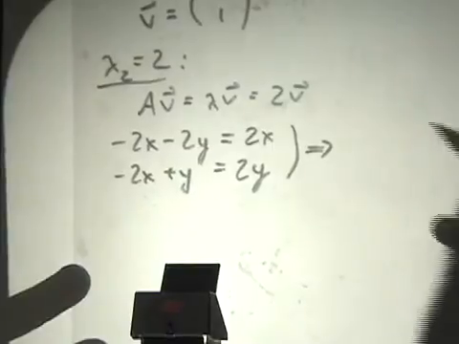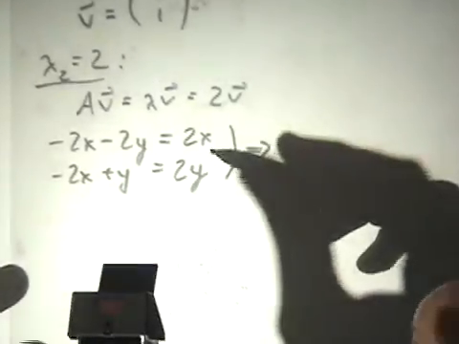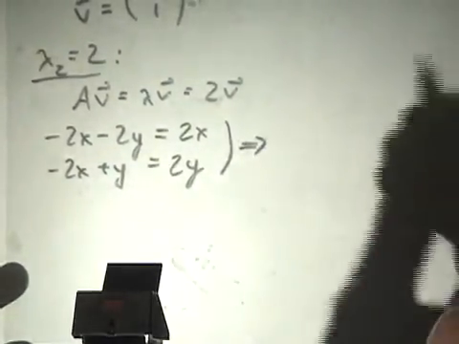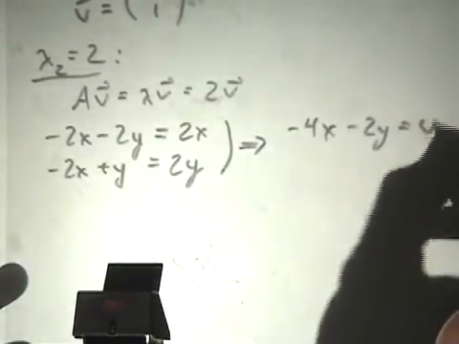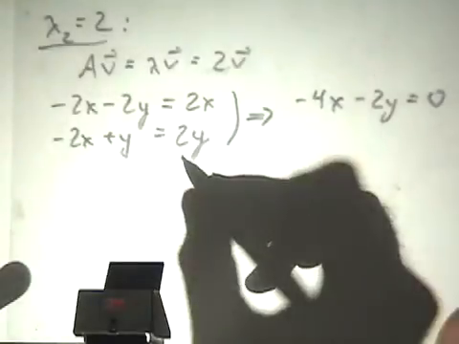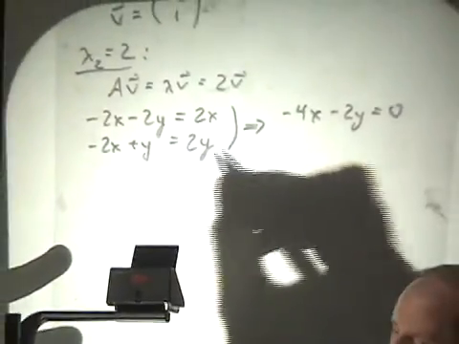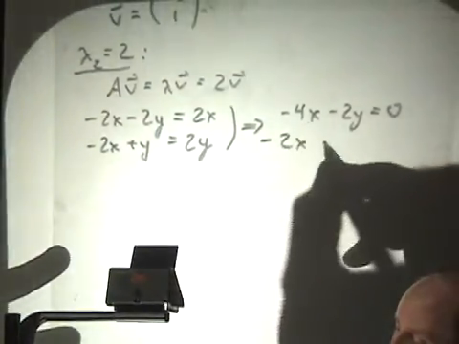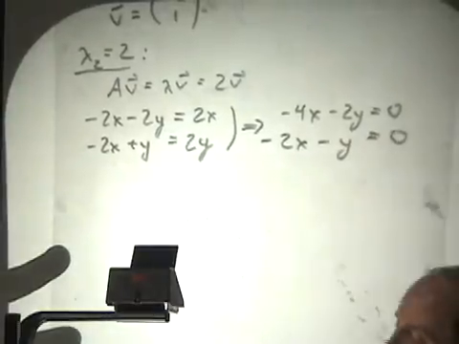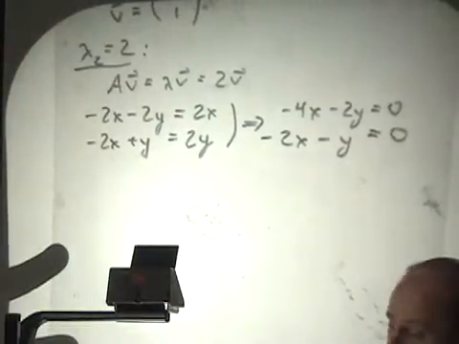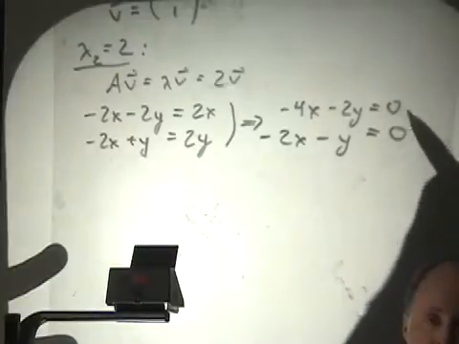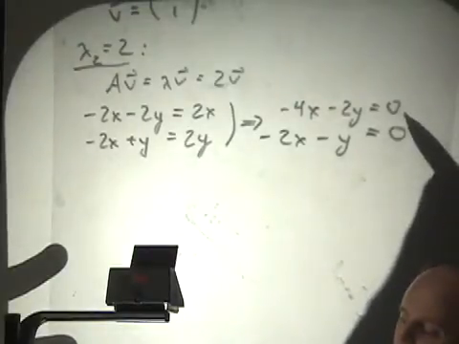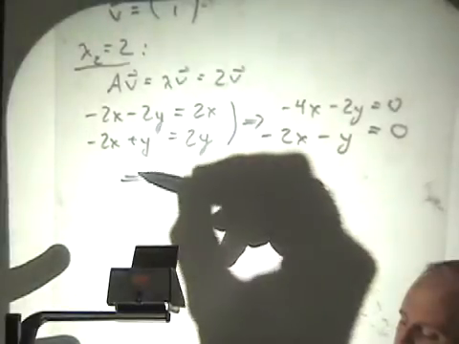Get 0 on the right by first subtracting 2x from both sides of the first equation to get negative 4x minus 2y equals 0. And then for the second equation, subtract 2y from both sides to get negative 2x minus y equals 0. And those equations are equivalent. Multiply this second equation by 2 and you'll get the first equation, for example. So they're redundant.